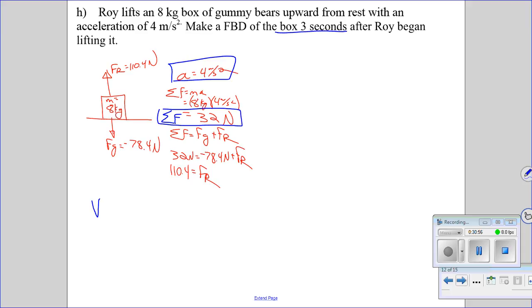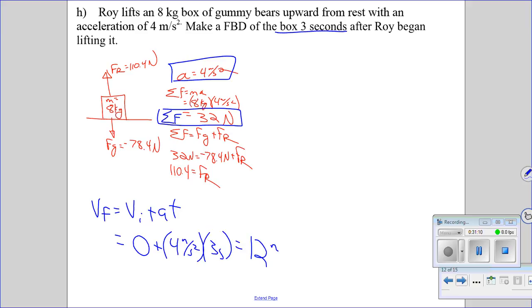So let's see, Vf equals Vi plus at. The starting velocity was 0. Acceleration was 4 meters a second squared. Time is 3 seconds. So the box is now moving at 12 meters a second. And so I can put that in my drawing as a little arrow over here and label it V equals 12 meters per second. Good. So the acceleration and net force are sort of an understood part of the free body diagram. And then if you're able to find out something about the velocity, you should include that. Cool?